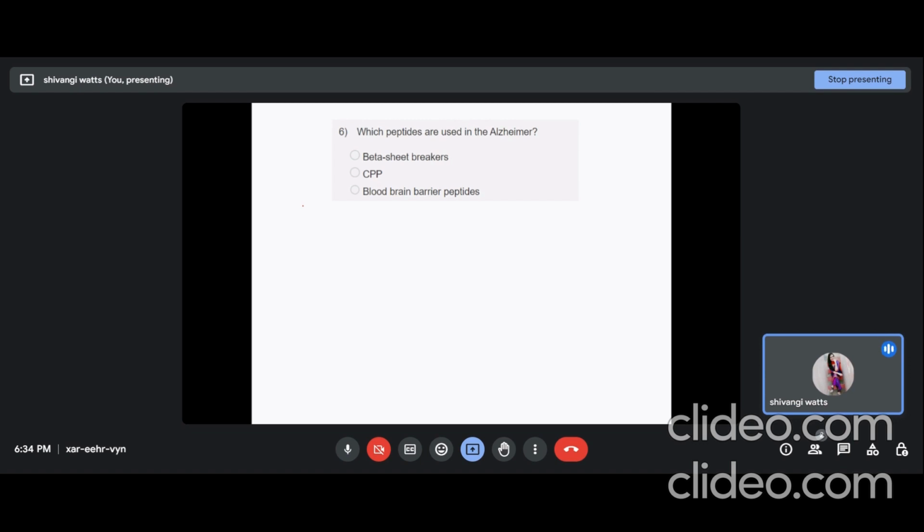Which peptides are used in Alzheimer's? Alzheimer's is a disease related to the brain. I think the peptides used in Alzheimer's are beta sheet breakers. Beta sheet breakers are the peptides which are used in Alzheimer's.